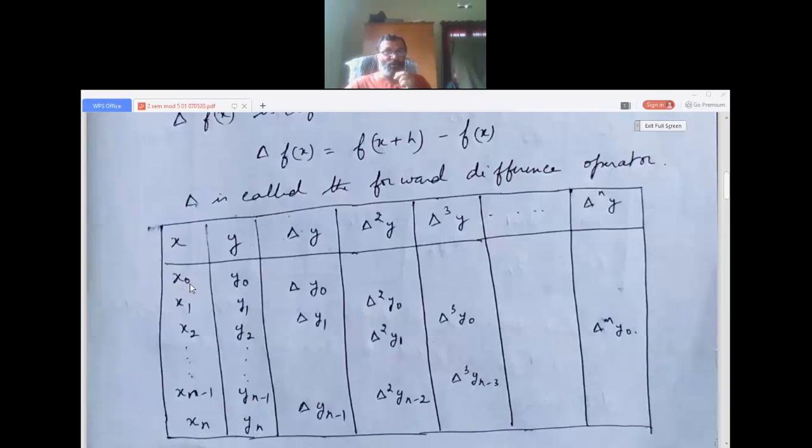The x values are the independent variables, and they are called arguments. The y values, y0, y1, y2, yn, are called the entries.